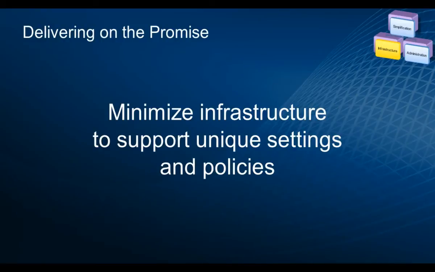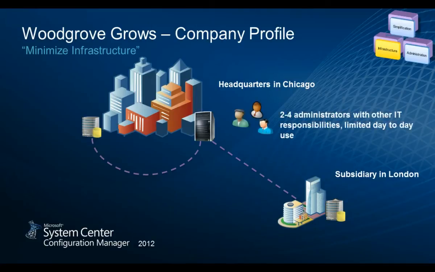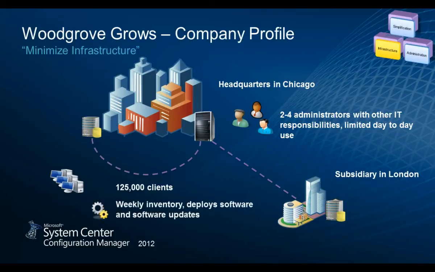So continuing on discussion of delivering the promises, we also want to talk about minimizing infrastructure to support unique settings and policies. Going back to our Woodgrove example, Woodgrove is now growing, their company profile's changed, and we want to assist them in minimizing their infrastructure. We have a headquarter in Chicago, we have a subsidiary in London. In Chicago, we have 2 to 4 administrators with other IT responsibilities, and they're limited in their day-to-day use of our product. We have 125,000 clients in that location, and again, there is weekly inventory, and we deploy software and software updates to that location and the 125,000 client list.